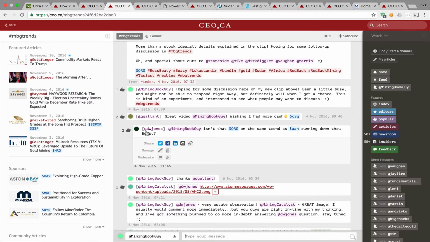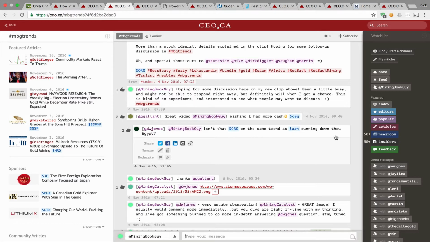So I have no idea who D.W. Jones is, but he saw one of those tags, the East Africa Metals tag, showed up in the Aton room, and then he tagged that and Orca here. And I love this because I was already thinking this, and he wrote, yeah, isn't Orca Gold on the same trend as Aton Resources running down through Egypt?